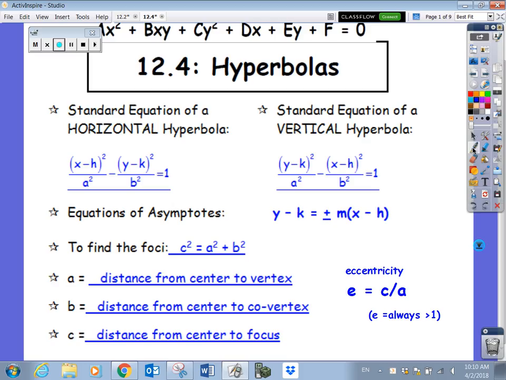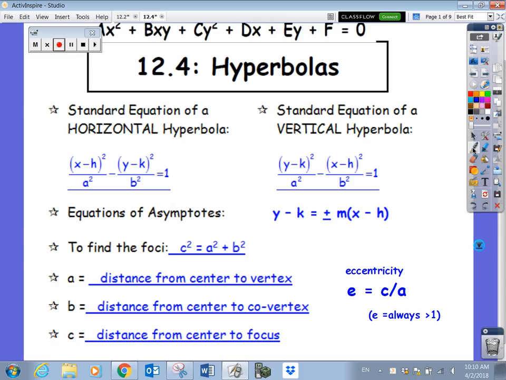Ellipses, we said that a squared is always the bigger number. Hyperbolas, a squared is first. Okay, it's going to be under the positive term in the numerator. So a squared is first. Doesn't matter if it's bigger or smaller. That was only ellipses. Ellipses, we said a squared is the bigger number. Hyperbolas, it's first. Doesn't matter if it's bigger or smaller.